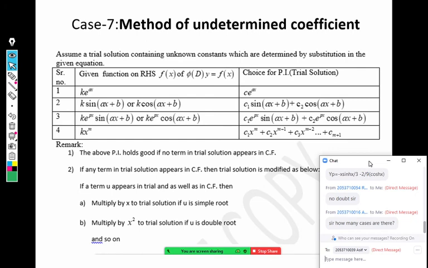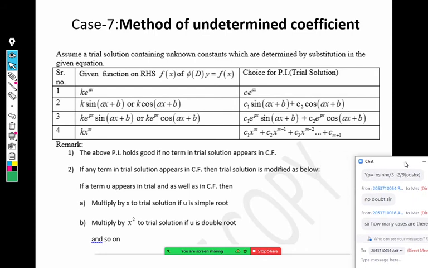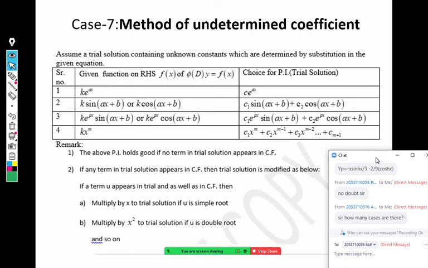How many classes are there? I am not getting the question. How many classes do we require for this topic? This topic hardly requires 3 to 4 hours, and then we will finish unit number 3 here.